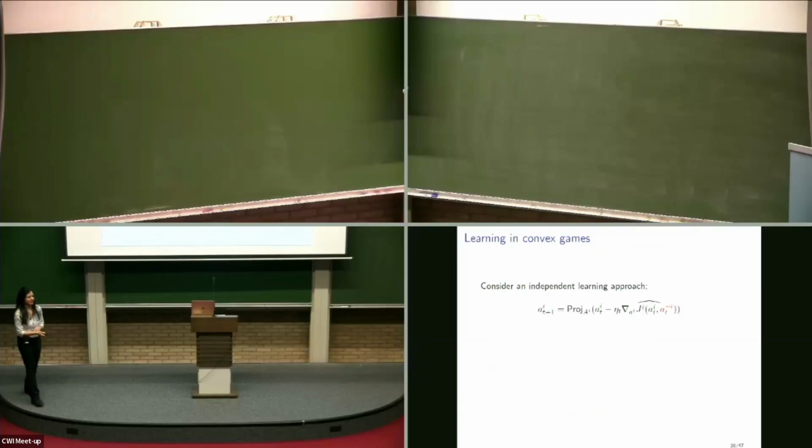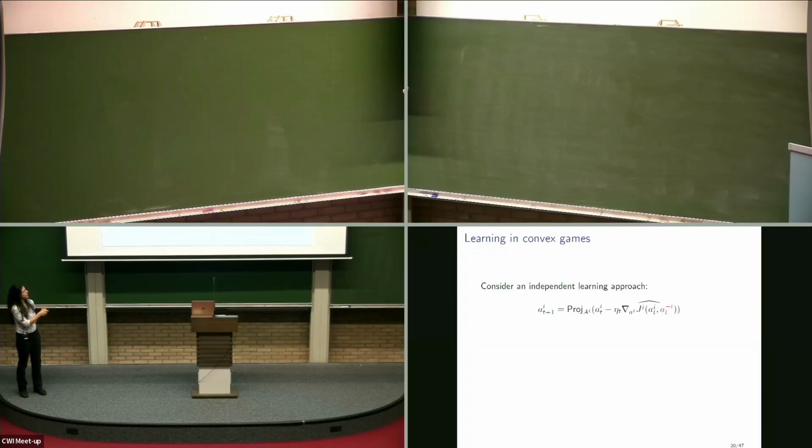Okay, so now I come back to the problem that we're interested in, which is learning in convex games. Let's consider an extension of gradient descent, the so-called independent gradient descent, because each player is updating her strategy based on her own local gradient. So A_i at t+1 is a projected gradient descent: the projection on the action set of player i of A_i at t minus some step size times the gradient with respect to A_i of J_i of A_i at t, A_-i at t.